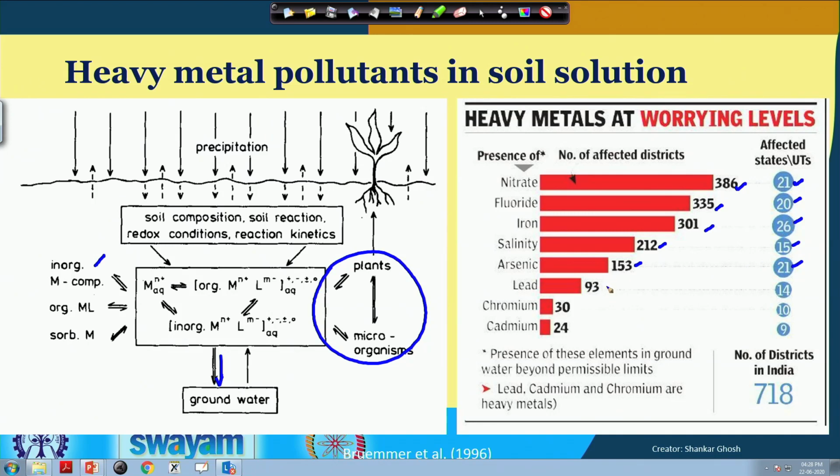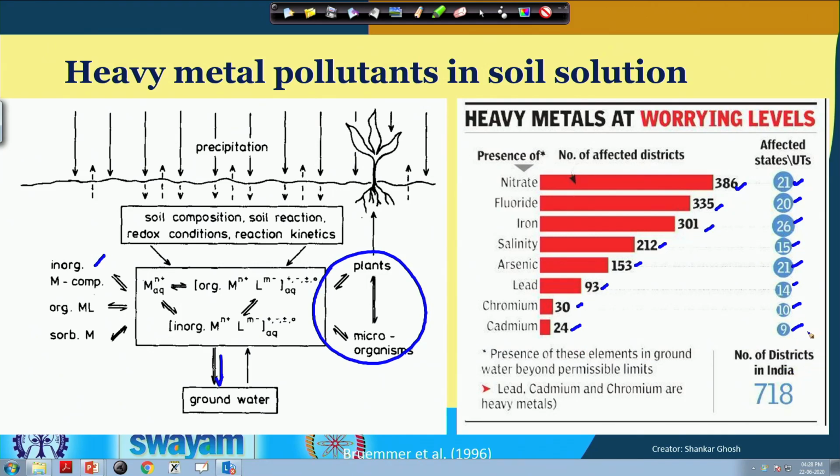Lead, which is another very important heavy metal as far as potential contaminants are concerned, affects 93 districts and 14 states or union territories. As far as chromium is concerned, this chromium is affecting 30 districts as well as 10 states or union territories. Cadmium pollution can be found in 24 districts and 9 states or union territories.